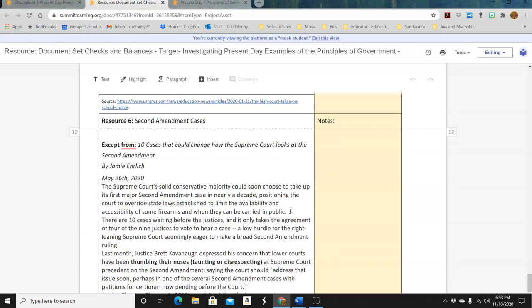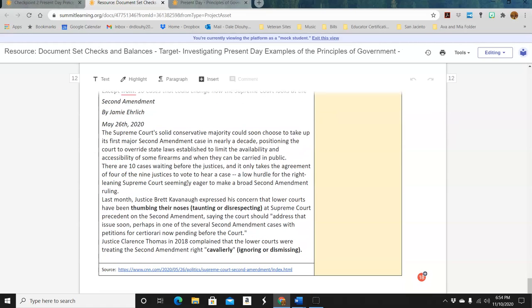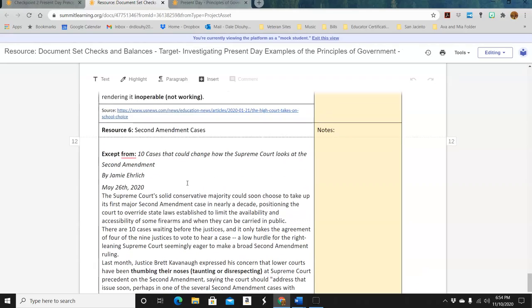And then we have resource 6, a Second Amendment case that deals with the right to bear arms. It says the Supreme Court's solid conservative majority can soon choose to take up its first major Second Amendment case in nearly a decade, positioning the court to override state laws limiting the accessibility of firearms. Okay, you can use this as well.